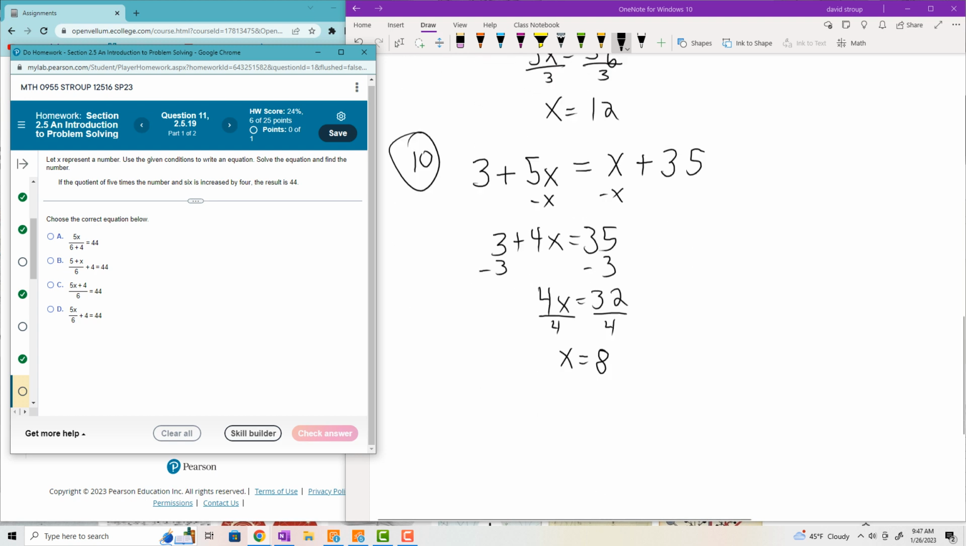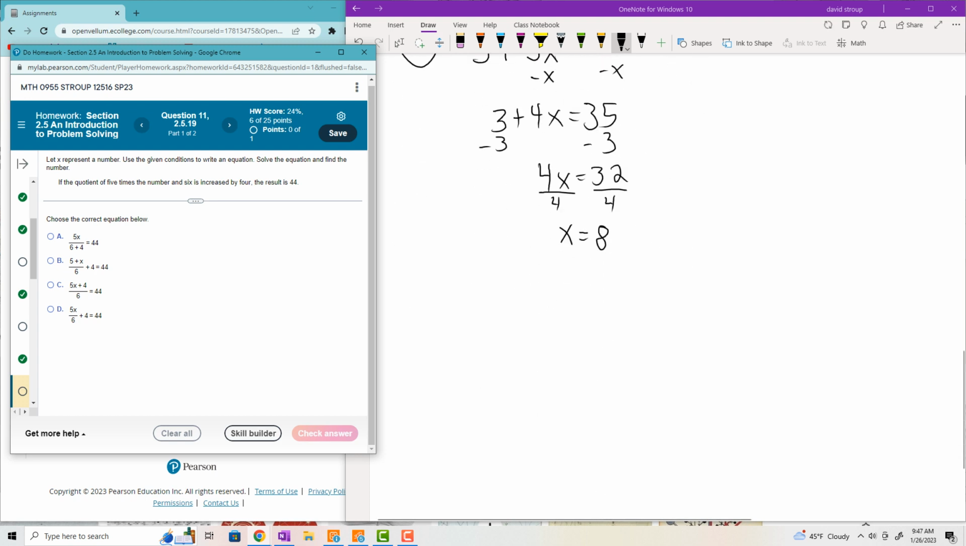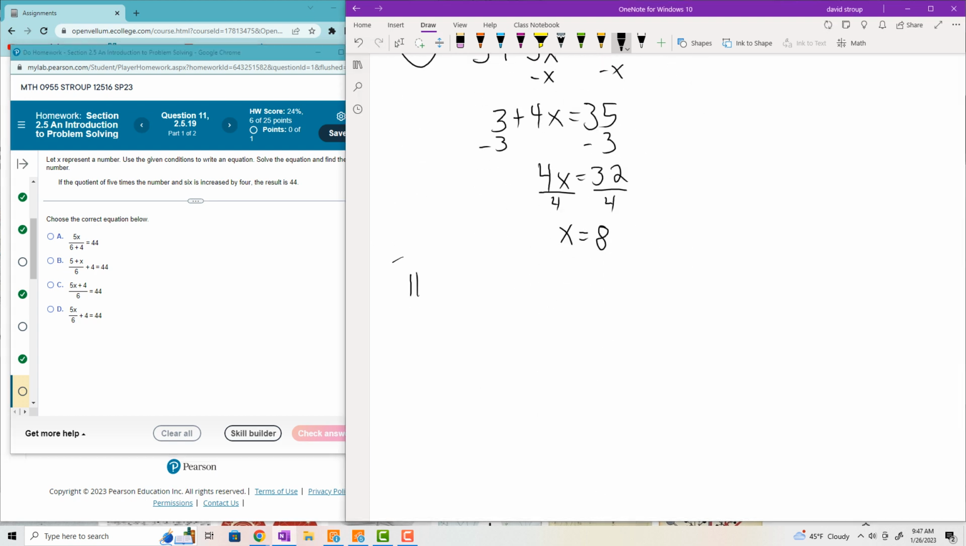All right, so here this one was a little more complicated, right? So number 11, the quotient of 5 times the number and 6. So that word and is where you're going to put the fraction bar. Okay, so it's a quotient, so you need a fraction bar. The quotient of 5 times the number and 6, and then you increase that by 4. Okay, and then the result is 44.